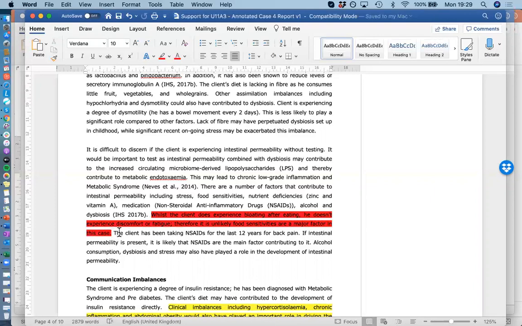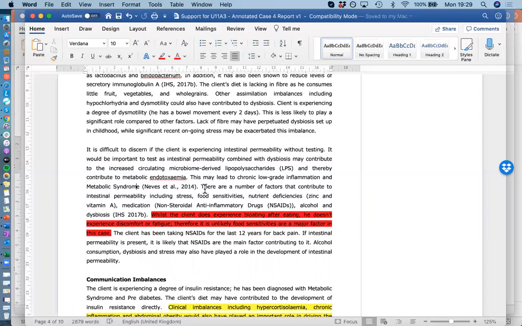But anyway, the client has been taking non-steroidal anti-inflammatory drugs for the last 12 years for back pain. If intestinal permeability is present, it is likely that NSAIDs are the main factor contributing to it. Alcohol consumption, dysbiosis, and stress may have also played a role in the development. So we know that things like medication, like NSAIDs, will have a really big impact on IP. And if the client's been taking them for 12 years, you can take it that that's going to be a big factor. And then these are other factors.